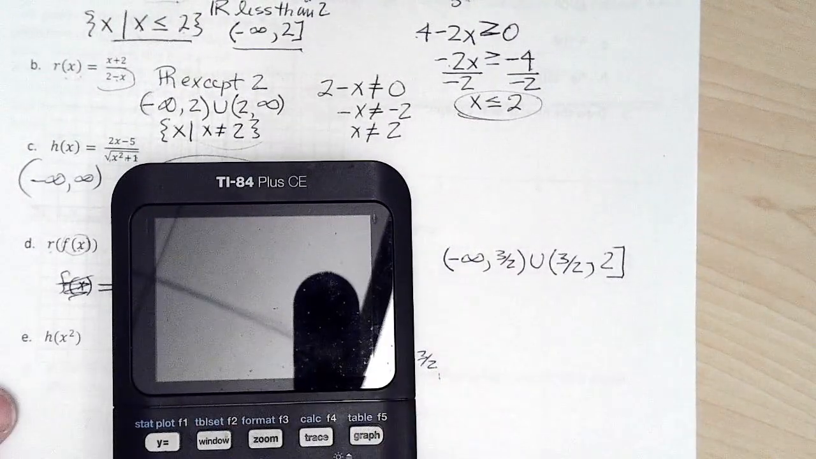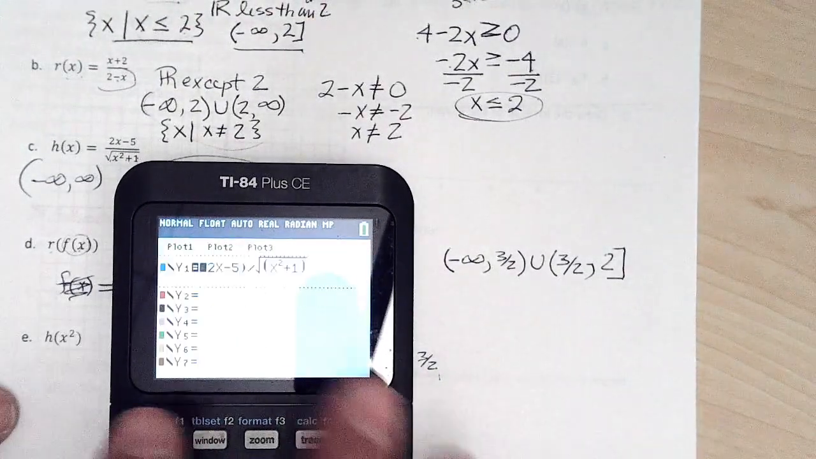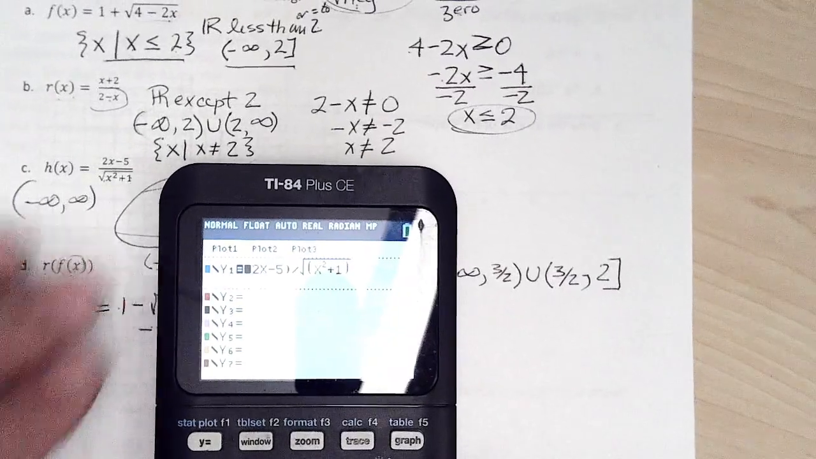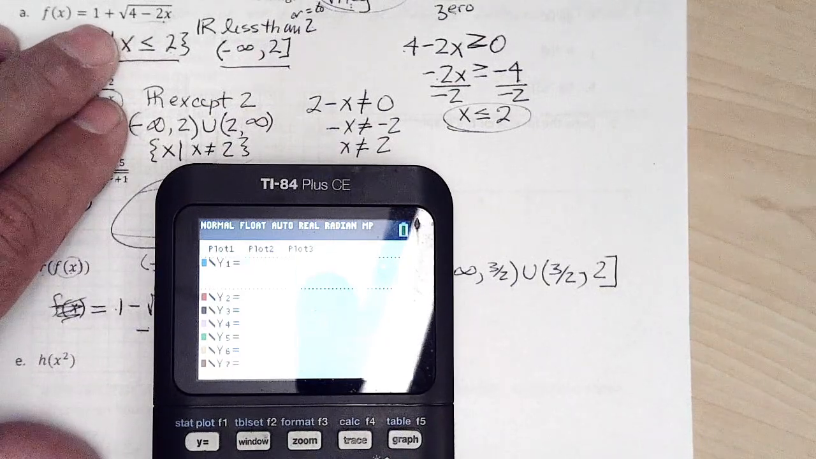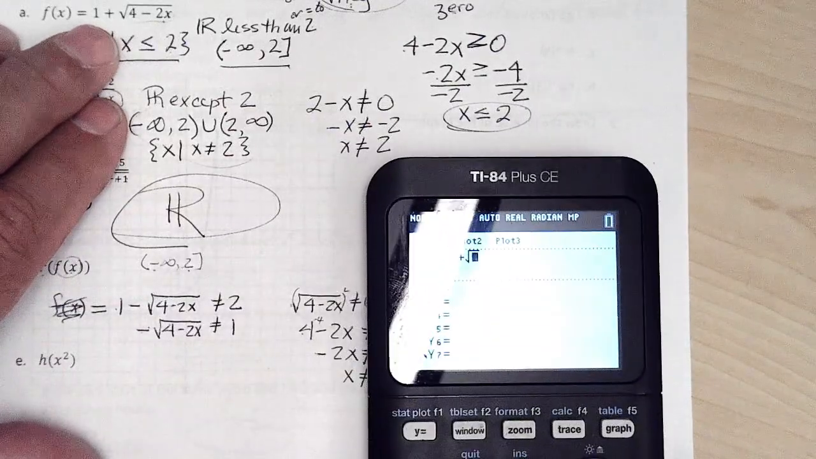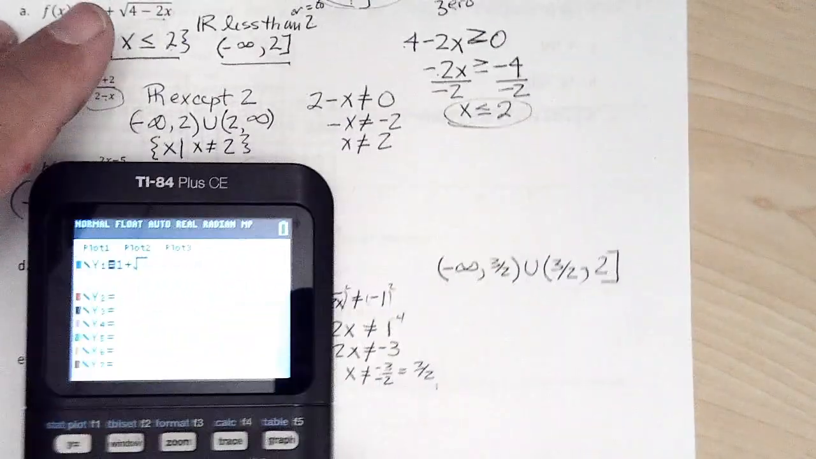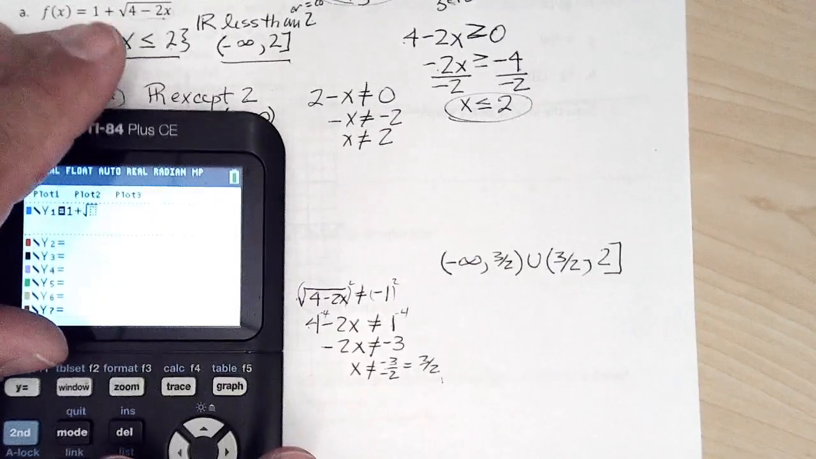Now, I promised I'd show this on the calculator. So I'm going to go here, and I'm going to type in f of x. So clear, it's 1 plus the square root. Let's see, put it someplace where you can see it well. Let's try there.